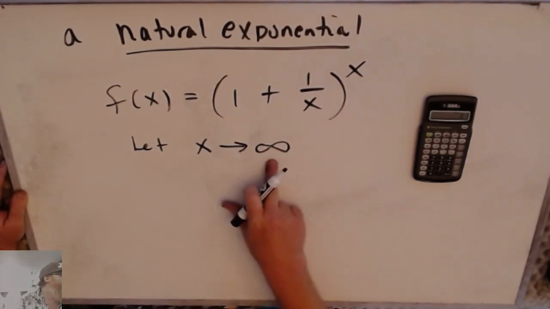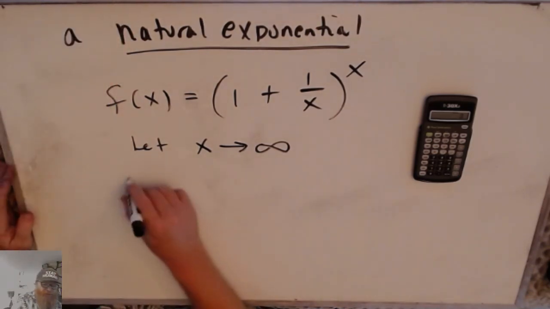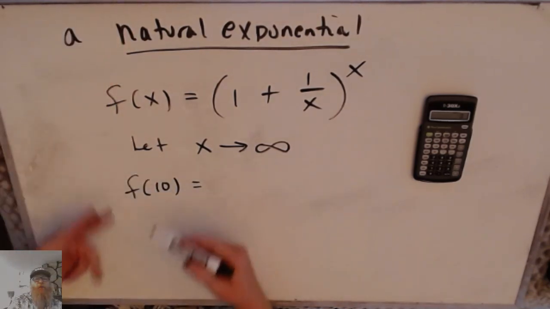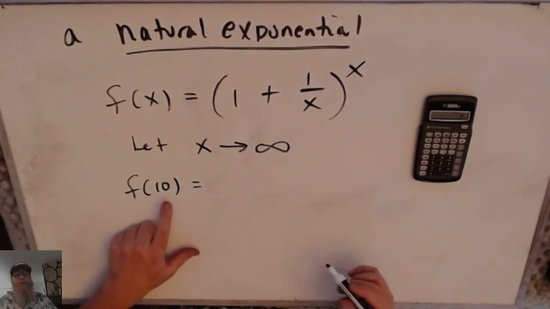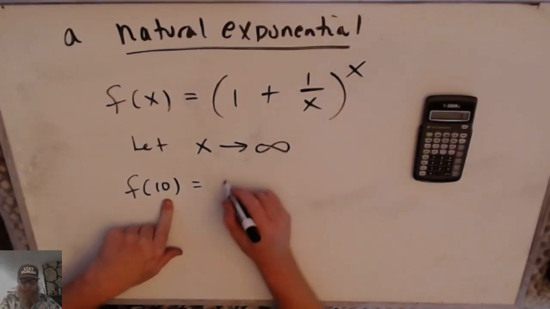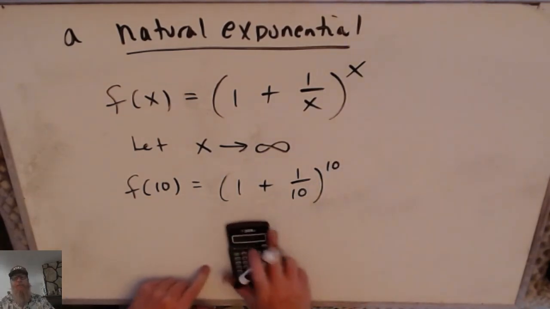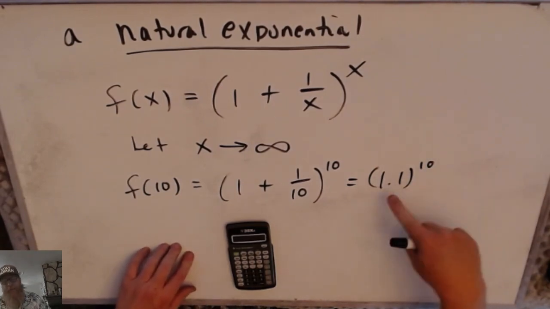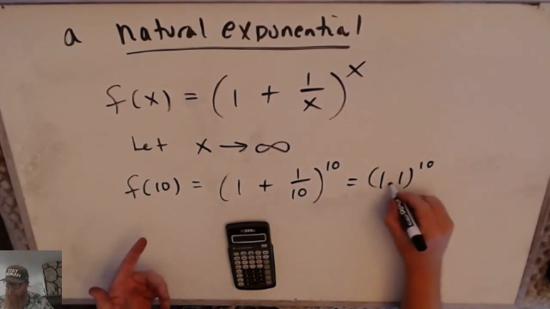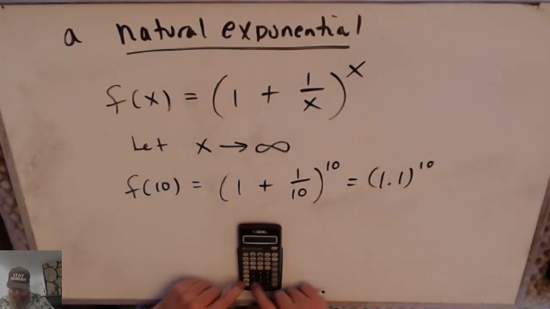Remember, we're heading towards infinity, so we're going to take some pretty big steps here. We're going to start with 10, and then we'll go to 100 and 1,000 and 1,000,000 and 1,000,000,000 and so on and so forth. So let's start with 10. You get 1 plus 1 over 10 to the 10. Now, you probably could do this by hand, 1.1 times 1.1 10 times. But you're allowed a calculator, so you might as well use it. 1.1 to the 10th power.